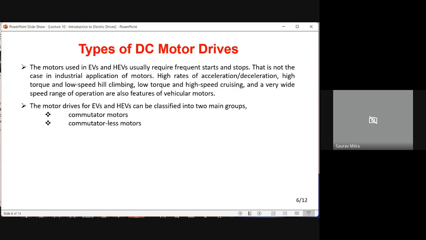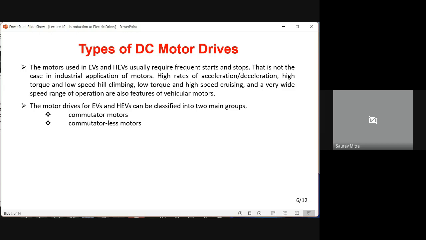So industrial DC motor is of one type, and vehicular DC motor is of one type, because an industrial DC motor, whenever you start it, runs for a longer time. But a vehicular DC motor has to continuously go through the cycle of acceleration and deceleration, depending on the road condition or traffic condition, or maybe there comes sudden rain. So in that case, we have to decelerate the vehicle. You have to go slow.